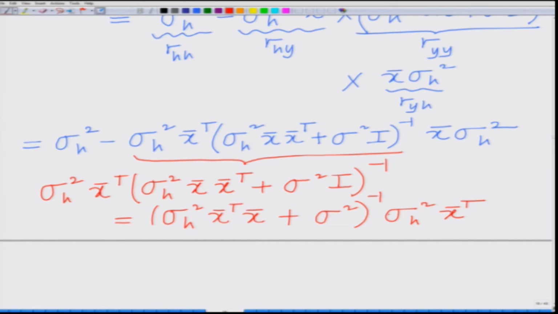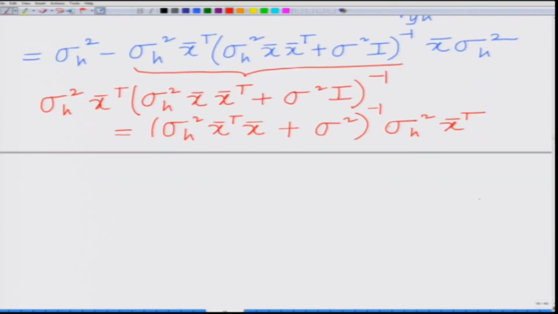This is something that we have already shown, and now you can see sigma h square x bar transpose x bar is a scalar quantity, because x bar transpose is a row vector and x bar is a column vector. So, x bar transpose x bar is a scalar quantity, that is in fact norm x bar square. So, that is sigma h square norm x bar square plus sigma square, which is a scalar quantity. So, the inverse of this scalar quantity will simply be its reciprocal.